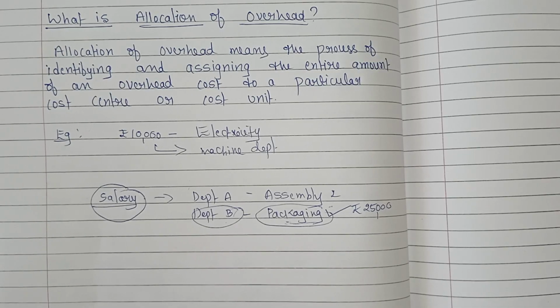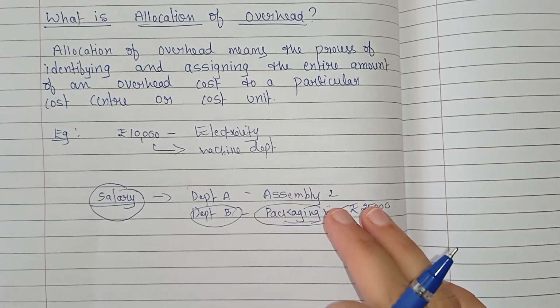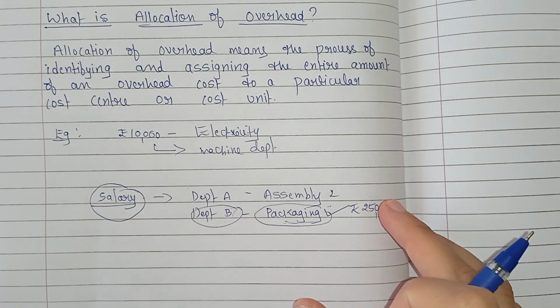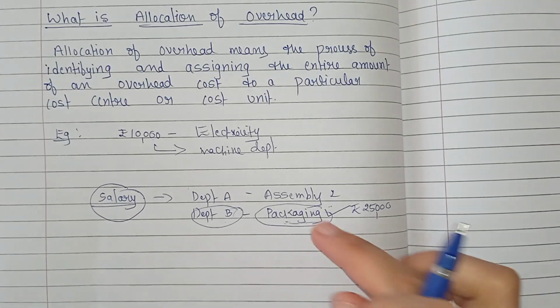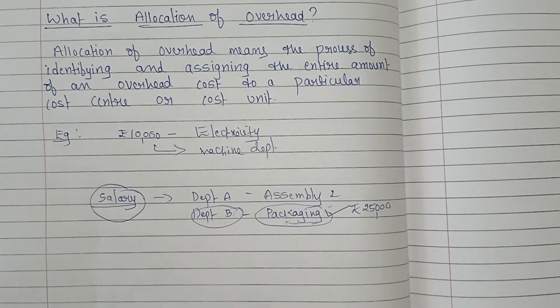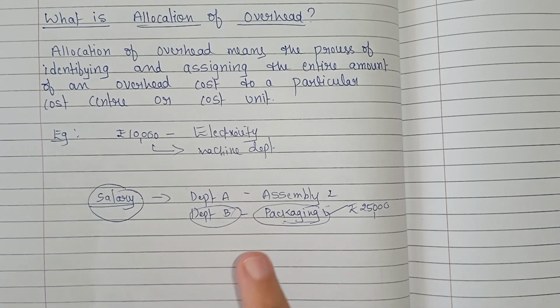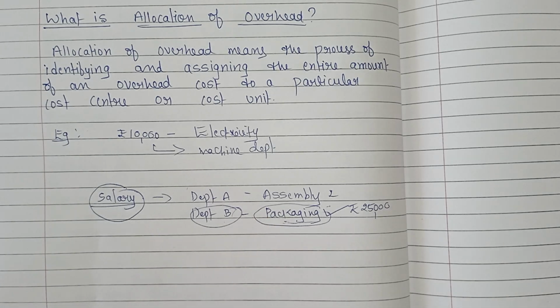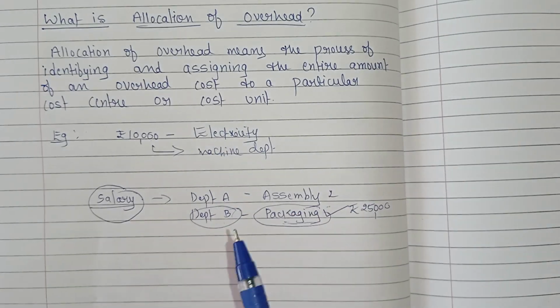Clear? So when a cost is specifically incurred for a particular cost center like a department or machine or person, that entire cost is charged or assigned directly to that same cost center. Clear? I hope this allocation of overhead is clear to you all. So allocation of overhead means what? It is the process of assigning the entire amount of an overhead cost to a particular cost center or cost unit.